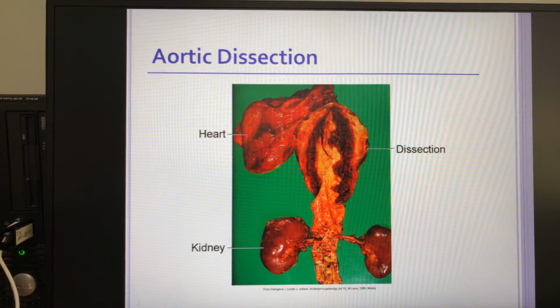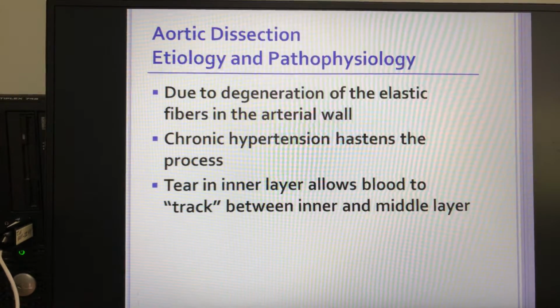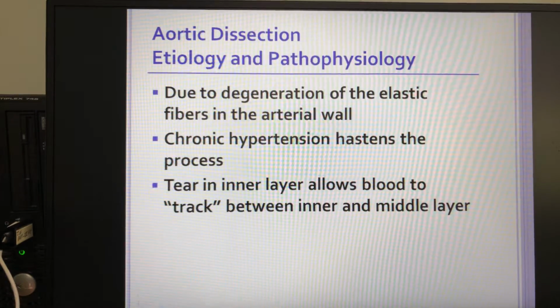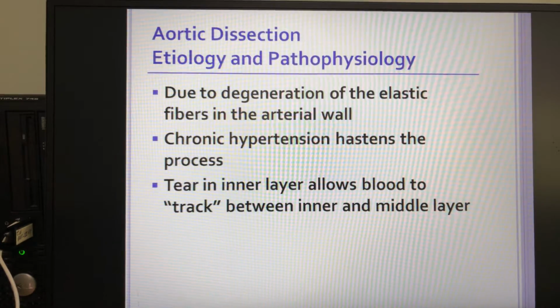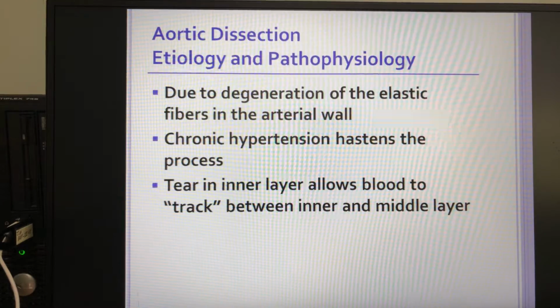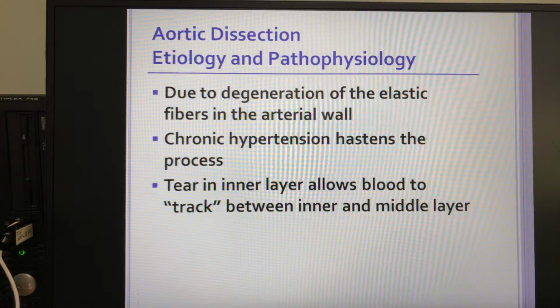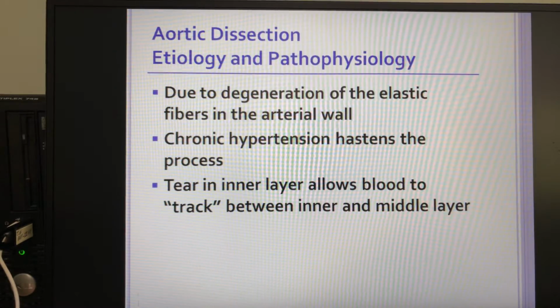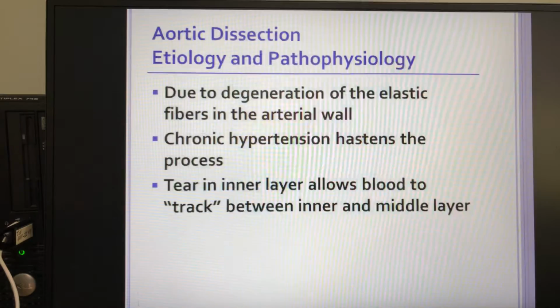Yeah, aorta of the thoracic area. So the etiology and pathophysiology is due to degeneration of the elastic fibers in the arterial wall. Chronic hypertension actually speeds up that process, and a tear in that inner layer allows blood to track between that inner and middle layer. Again, that's kind of explaining this particular slide right here, what actually happens in that slide.